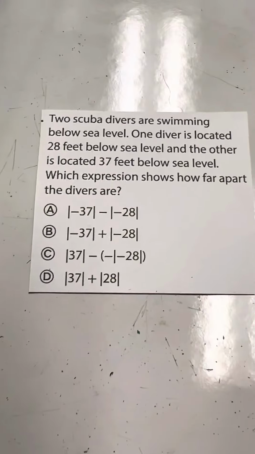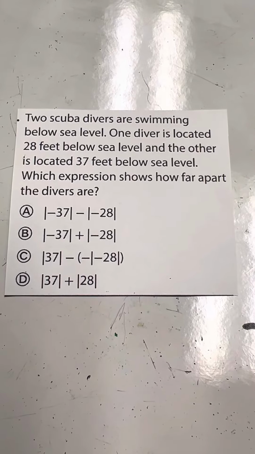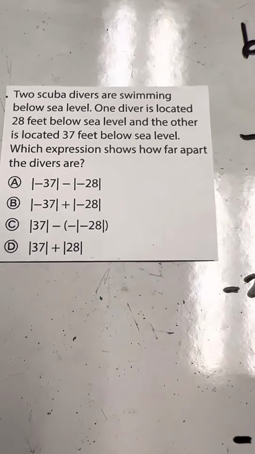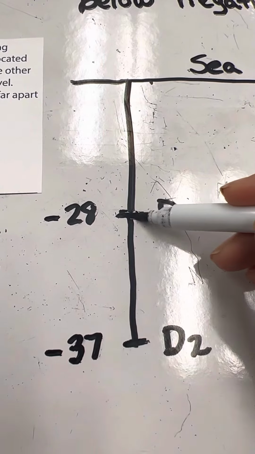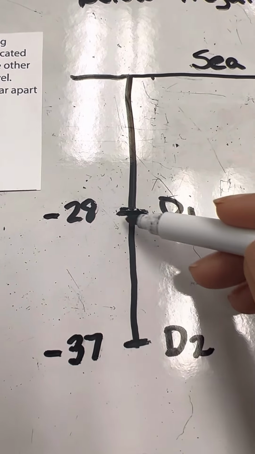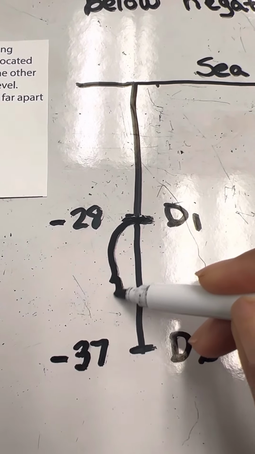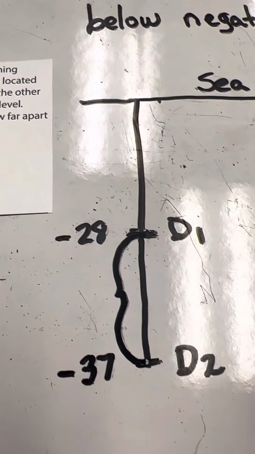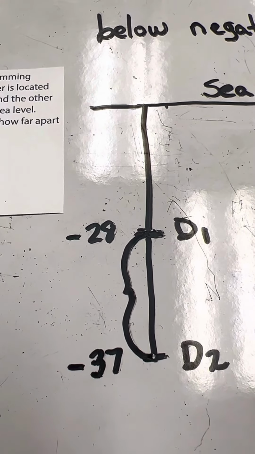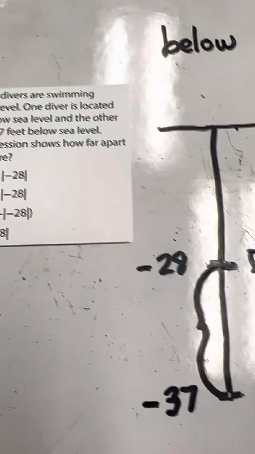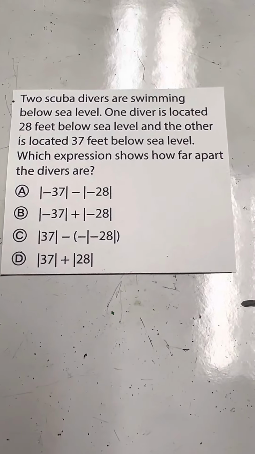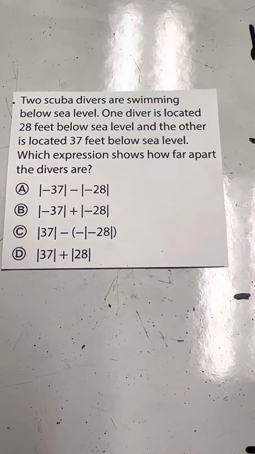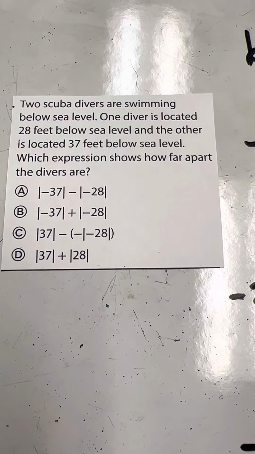Now which expression shows how far apart the divers are? How far apart? We want to know the distance from diver number 1 to diver number 2. So we're looking for this distance. How can we find it? Let's look at the choices. The first choice says the absolute value of -37 minus the absolute value of -28.